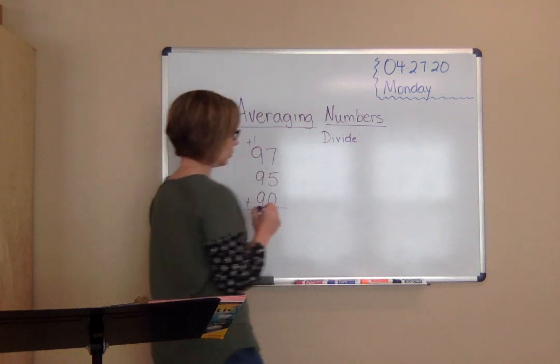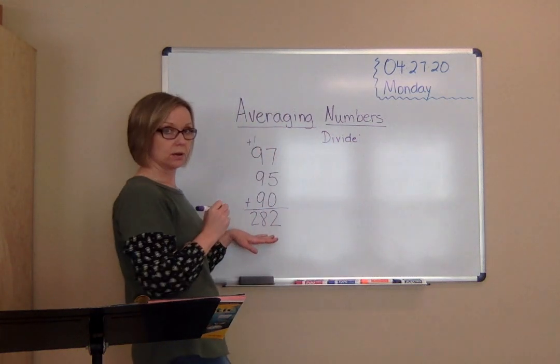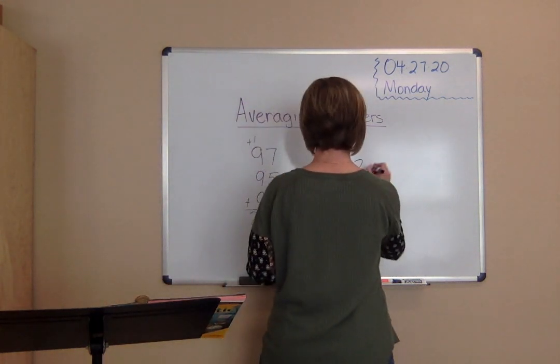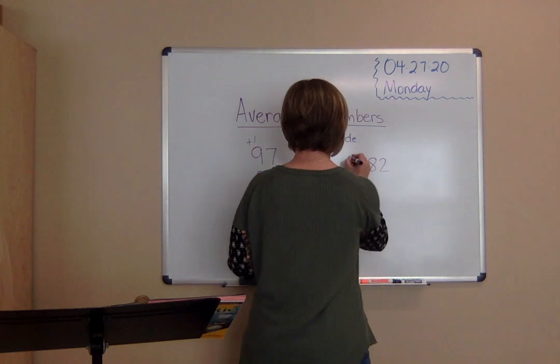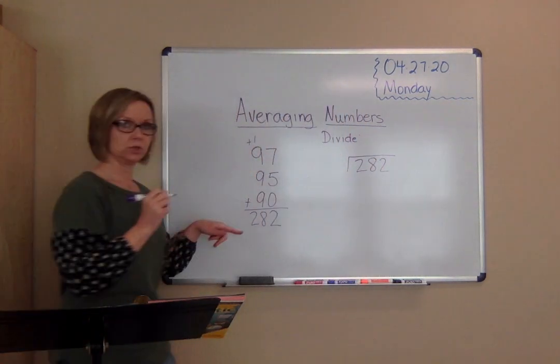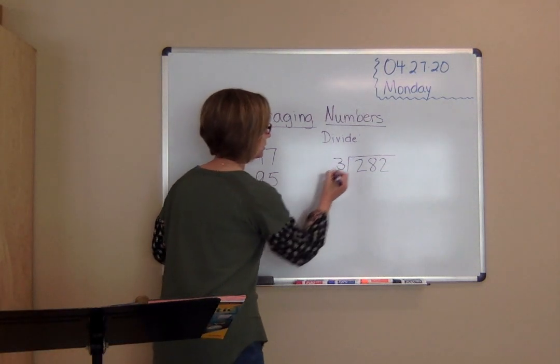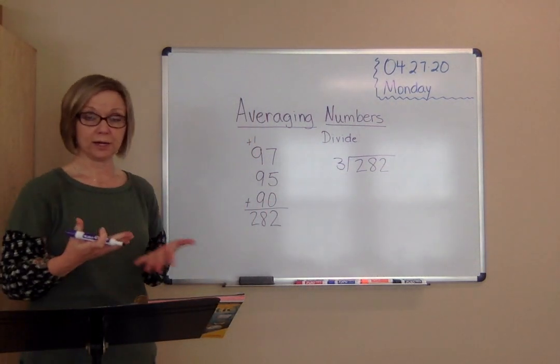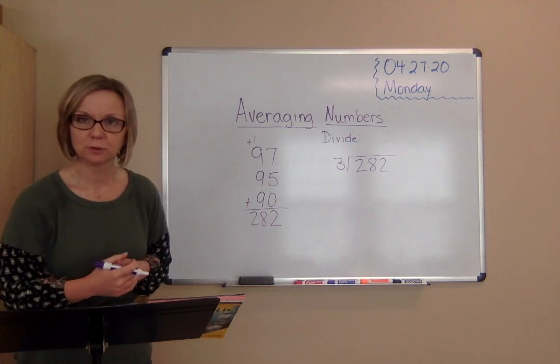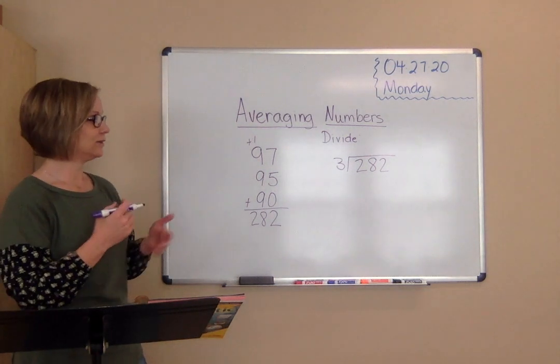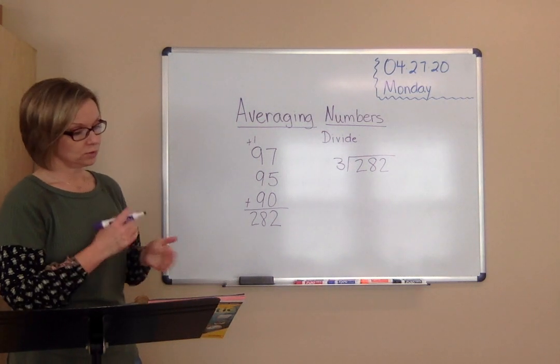Okay, so we're going to take our sum of 282, and how many numbers do we have? 3, right. So we're going to divide by 3. So you would need a 3 table. Still goes back to multiplication tables, right? And division tables.